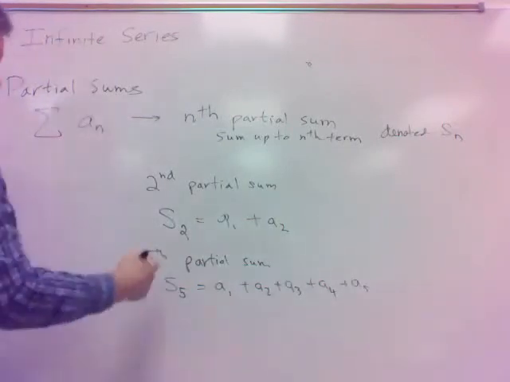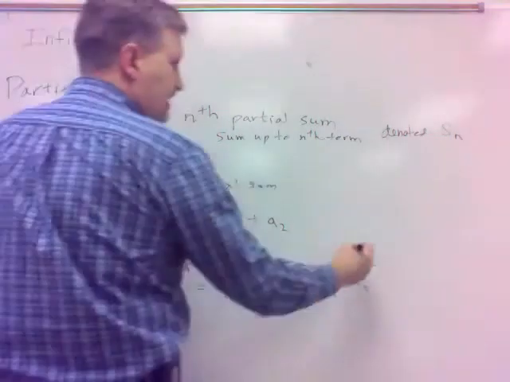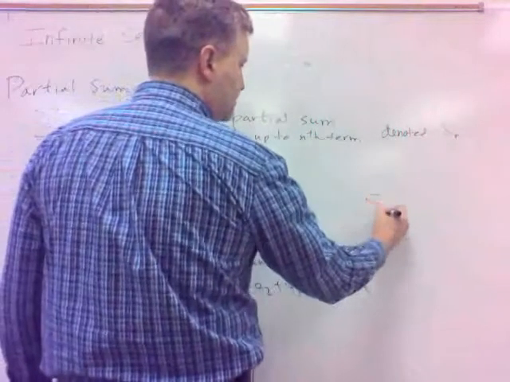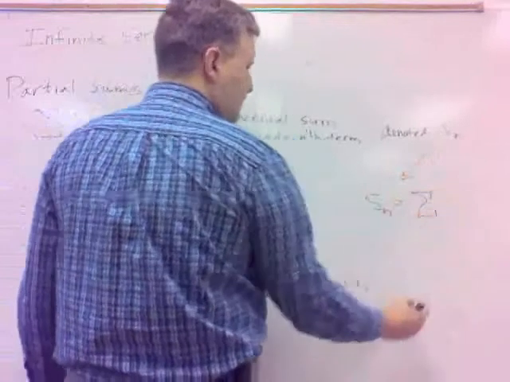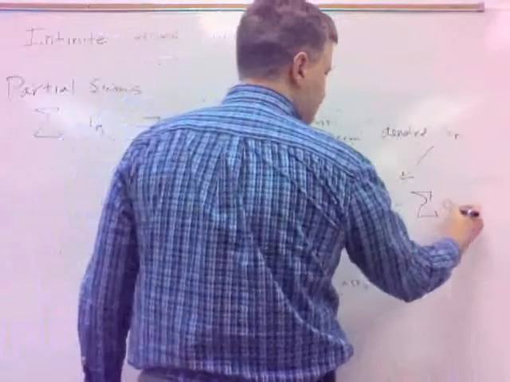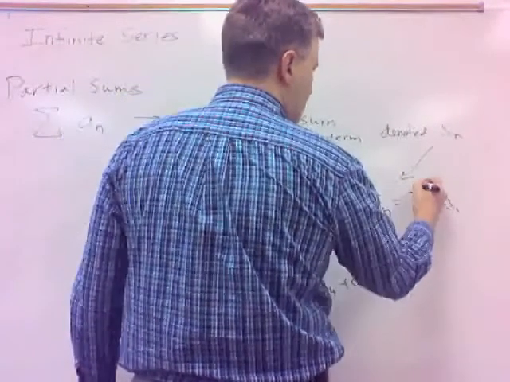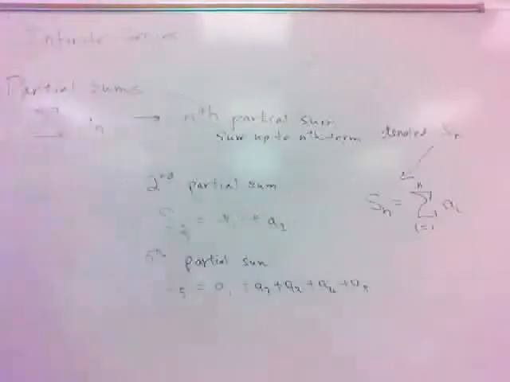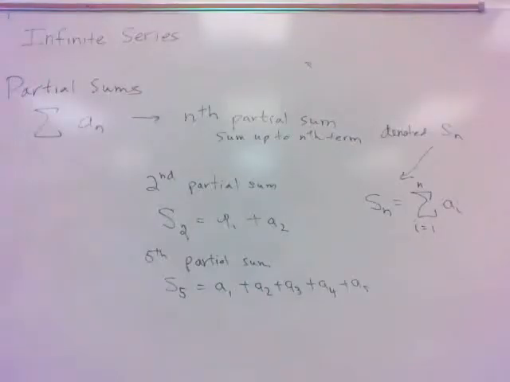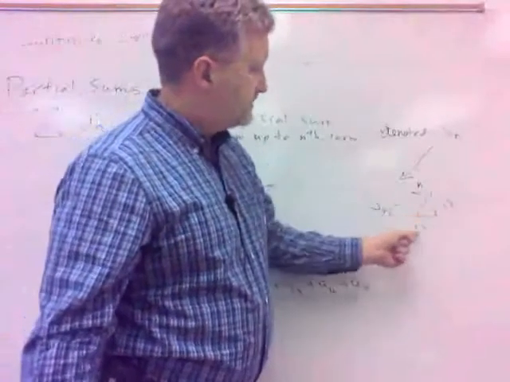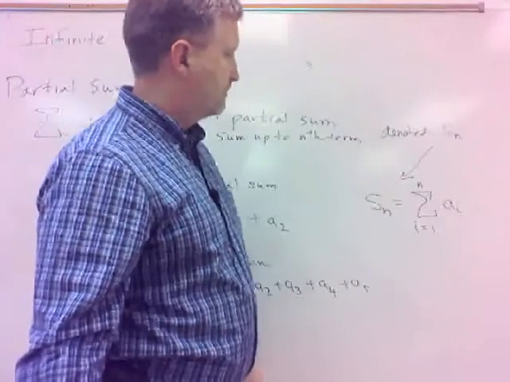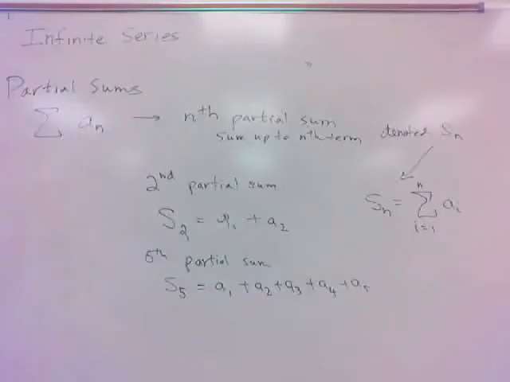All right, now, it is noteworthy here that we could write the nth partial sum in our summation notation as this. The S sub n is going to be the sum of the a sub i's with i running from 1 to n. Little different symbols there, but that's what we do.